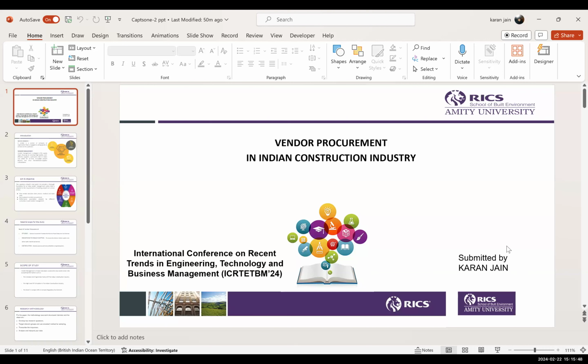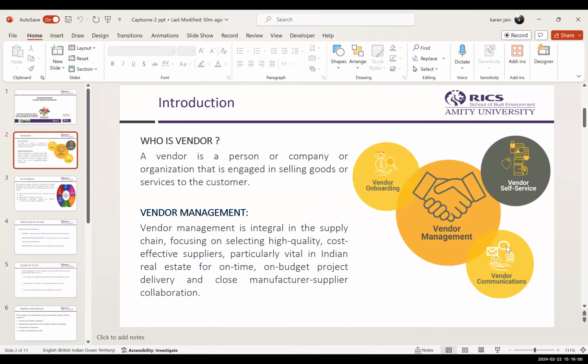Thank you. The topic for my research is vendor procurement in Indian construction. The major objective of this research was to find what challenges Indian construction is facing in procurement. A vendor is a person, company or organization engaged in selling goods or services to the customer. Vendor management is integral to the supply chain, focusing on selecting high quality, cost effective suppliers, particularly vital in Indian real estate for on-time, on-budget delivery and close manufacturer supplier collaboration.